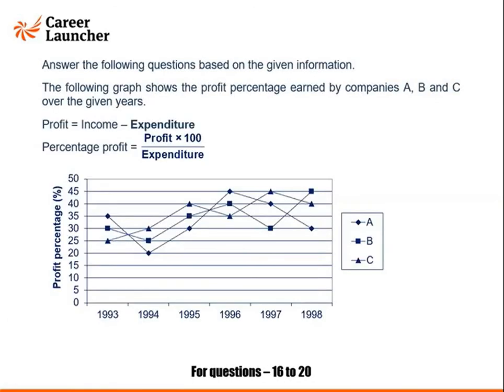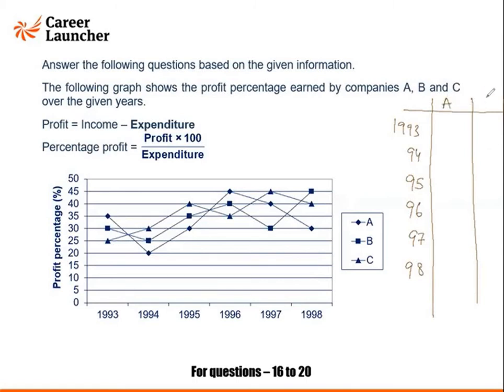Now this question is about income, expenditure and profit percentage. Let me write the values for these years: 1993, 94, 95, 96, 97, and 98. The data is from a time when you were, for sure, not born. For A, B, and C. Let's start with A, that's the diamond, 35%. Then it reached 20. Then it reached 30. Guys, please check the calculation. If I mark something wrong, please do inform me.